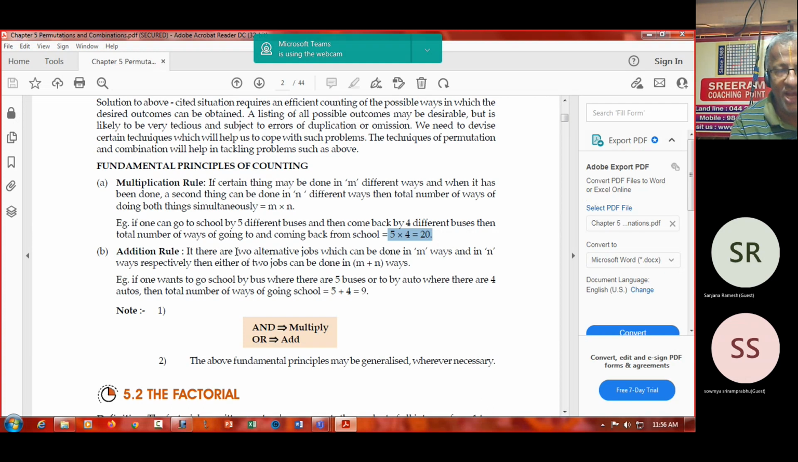Addition rule: if there are 2 alternative jobs which can be done in m number of ways and in n number of ways respectively, then either of the 2 jobs can be done in m plus n ways. When they are not concurrently happening, when they are happening separately, what should you do? Add. When they are occurring simultaneously, what do you have to use? Multiplication. That's a simple logic only. Want to see that in this particular topic? Let's see.